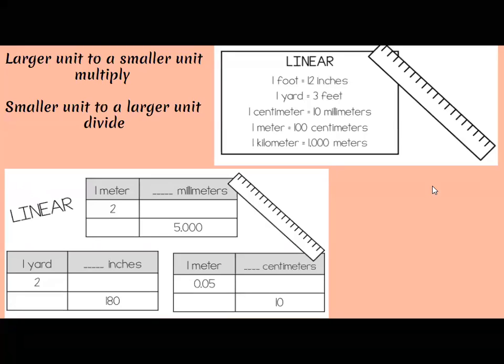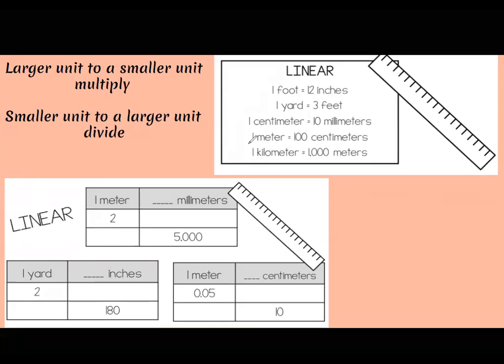All right, let's take a look at some linear examples, talking about how long something is. So larger unit to a smaller unit, again, we're still going to multiply. A smaller unit to a larger unit, we are going to divide. So 1 meter is equal to 1,000 millimeters. So 2 meters would be equal to 2,000 millimeters.